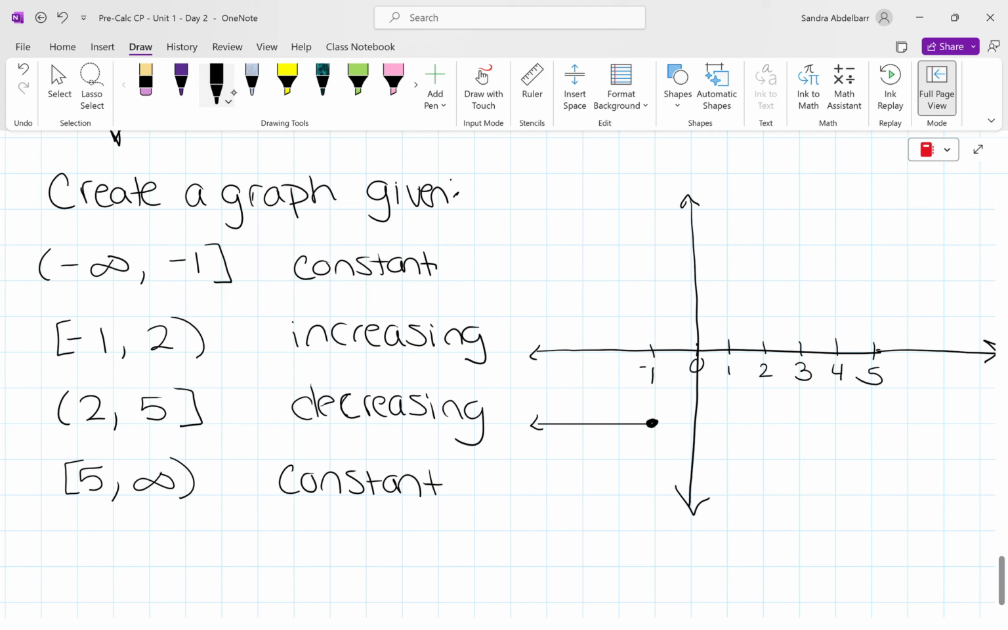All right, then from -1 is included all the way to +2 is increasing. So now I'm going to go -1 is closed, +2 is open, so I'm just going to go like that, increasing. Again, I could have gone above the x-axis, I could have gone below the x-axis, it really doesn't matter. It's ultimately just the shape we're making.